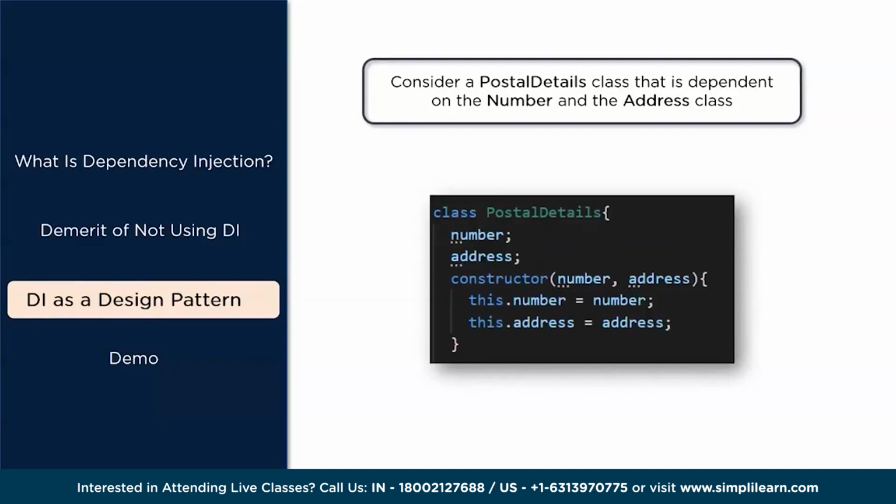So here in the above example, we have moved the definition of dependencies from inside the constructor to the constructor's parameters. So the postal details class doesn't create the dependencies anymore. It just consumes them. So with that, we overcome the drawbacks of not using DI. So now that you know what exactly dependency injection is and how vital it is, let's look at a simple demonstration to understand the concept better.